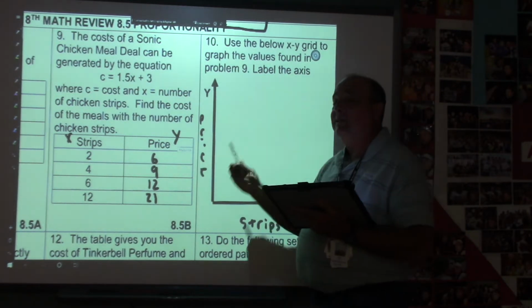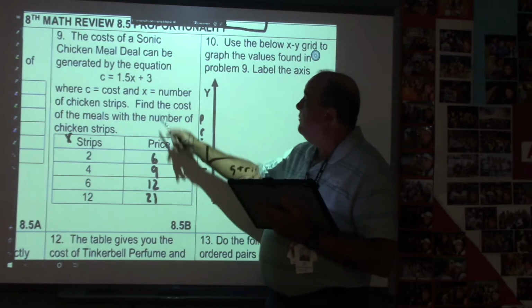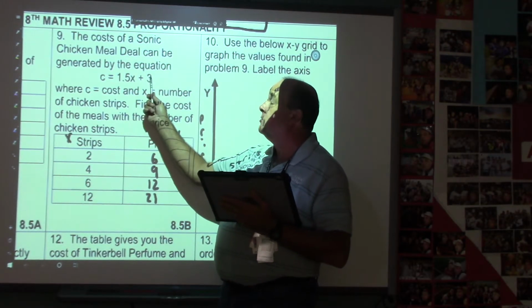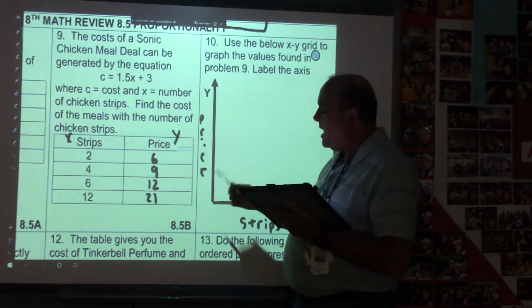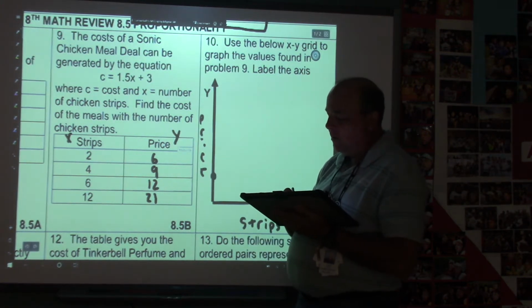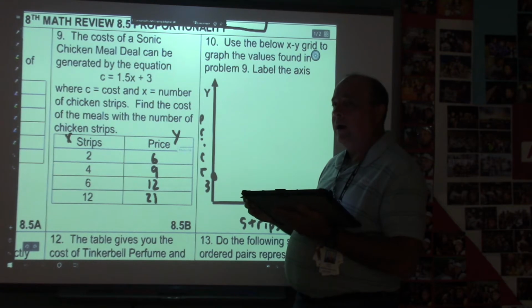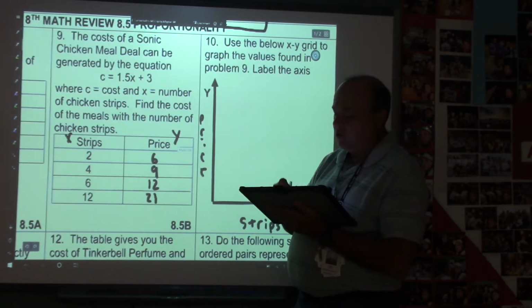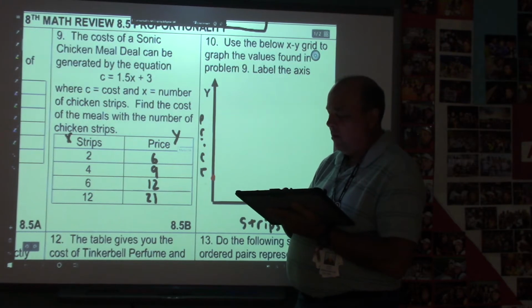Now then, what would 0 chicken strips cost? If you didn't even buy any chicken strips, 0 times 1.5 is 0, plus 3 is 3. So this line will start off at 3, won't it? So I could put 3 right here, can't I? Let me do it in a different ink. The Surface tablet has more power.